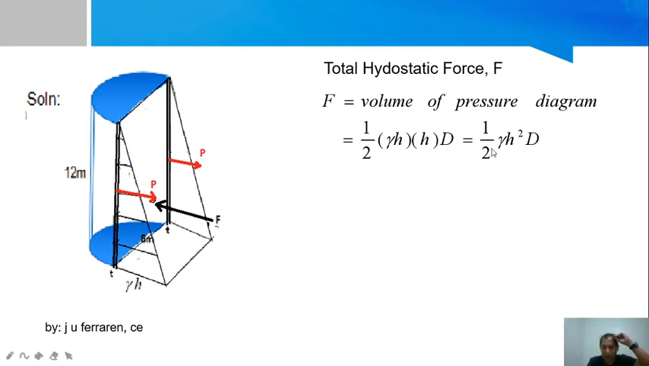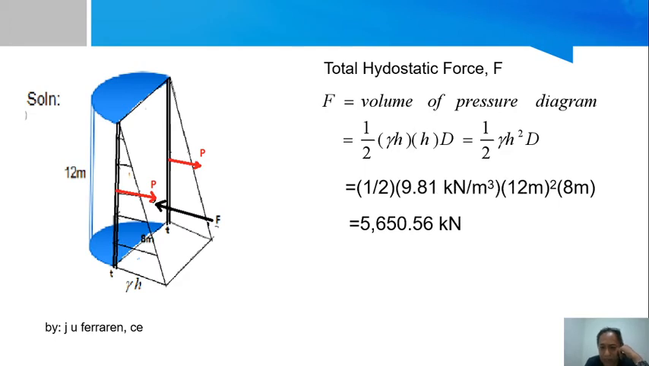So you can multiply h squared, and that becomes h squared, and then we can substitute the values. 1/2, 9.81 kilonewton per cubic meter, this is 12 meter squared, then we have the diameter of it. This will give you a value which is in kilonewton. This is your hydrostatic force, F, which is your bursting force. That bursting force will be resisted by these forces. This is the resisting force.